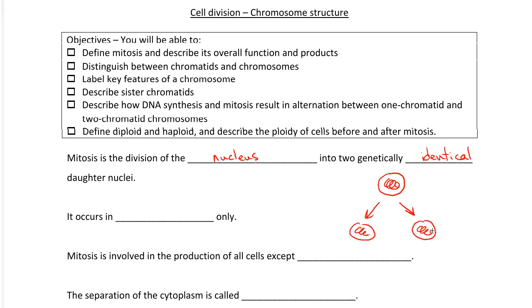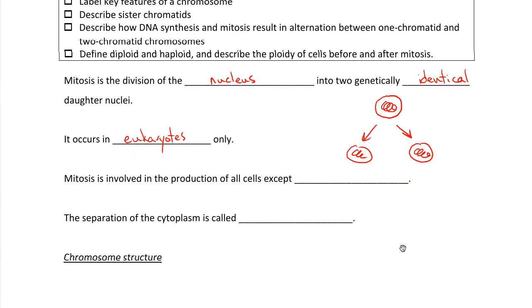Now, meiosis, which we will also learn about in an upcoming lesson, is the division of the nucleus into four genetically distinct daughter nuclei. So there's a difference between the two right there. Mitosis occurs in eukaryotes only. Remember, mitosis is the division of the nucleus, and only eukaryotes have nuclei, so no mitosis in prokaryotes. And mitosis is involved in the production of all cells except gametes. Gametes are sex cells, sperm and egg cells, and they're produced by meiosis. So mitosis produces everything else.